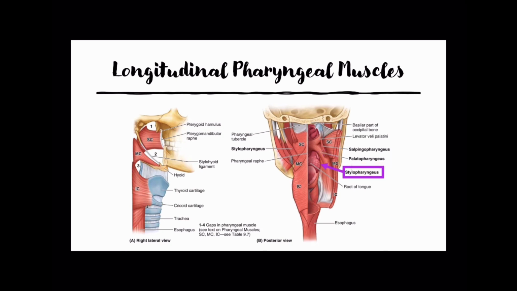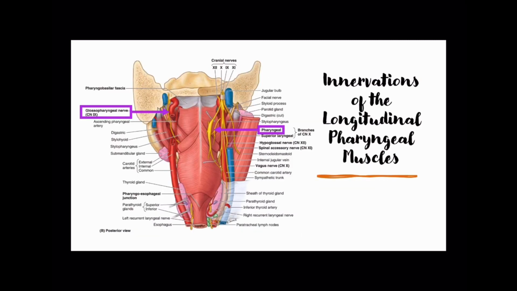The stylopharyngeus also helps to form the internal walls of the laryngopharynx. It originates at the styloid process of the temporal bone and passes between superior and middle pharyngeal constrictor muscles. It is innervated by cranial nerve 9, the glossopharyngeal nerve. Please take a moment to pause the video and note the nerves that innervate the longitudinal pharyngeal muscles.